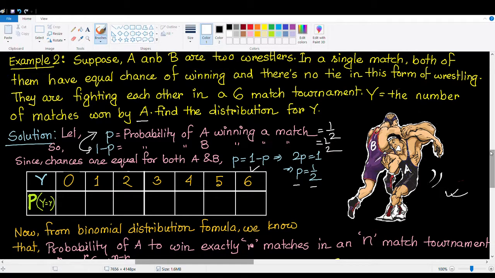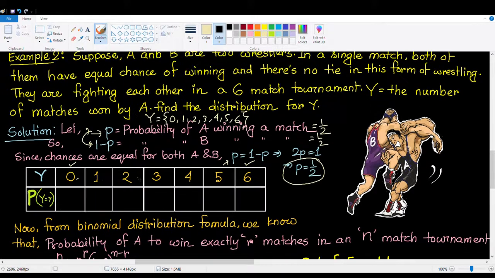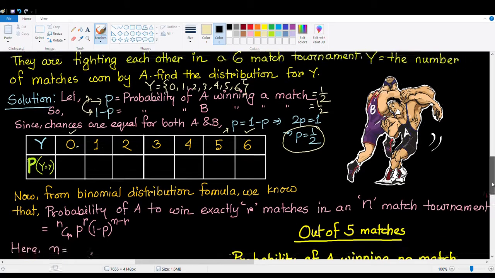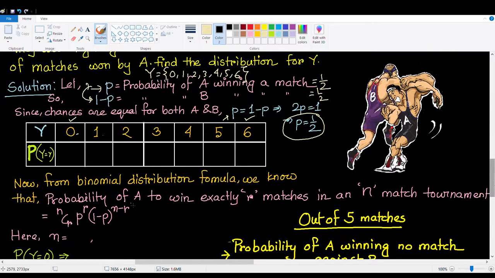What's next? We're going to determine the probability corresponding to each of these random variables. So now from the binomial distribution formula that we've seen in our last lecture, we know that the probability of A to win exactly R matches in an N-match tournament equals NCR times P to the power R times (1 minus P) to the power N minus R. Alright, I hope you remember it.